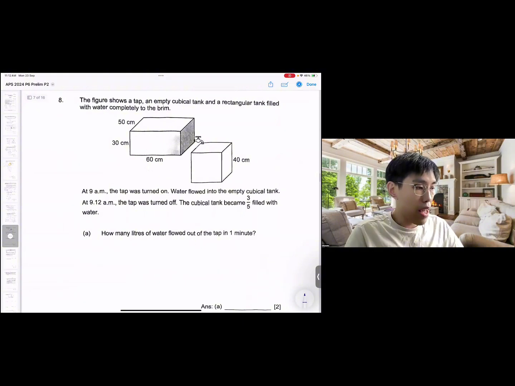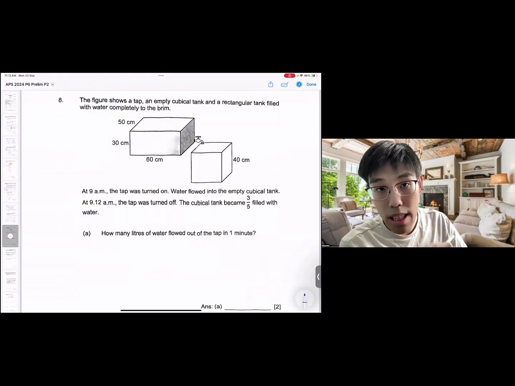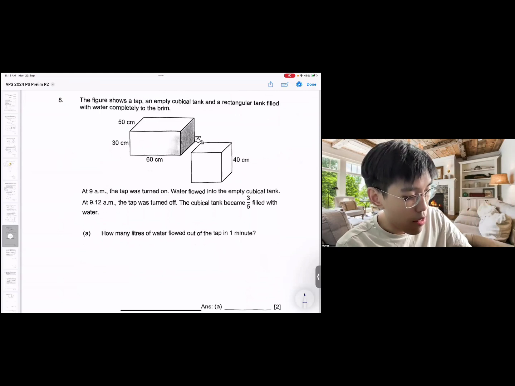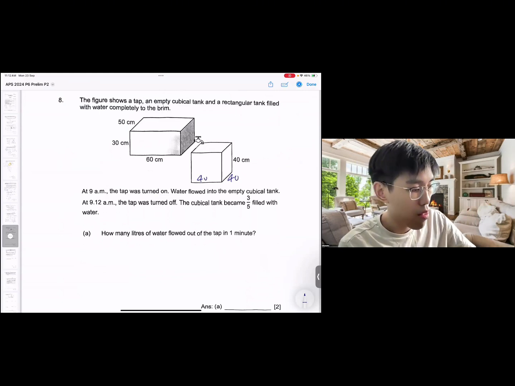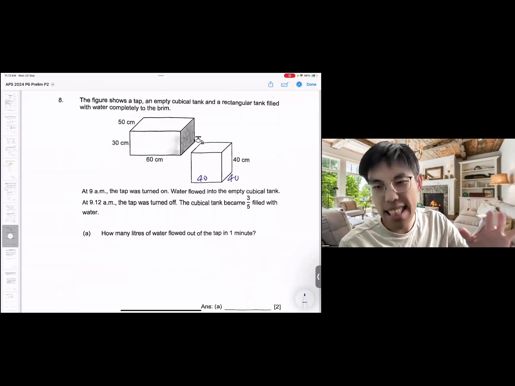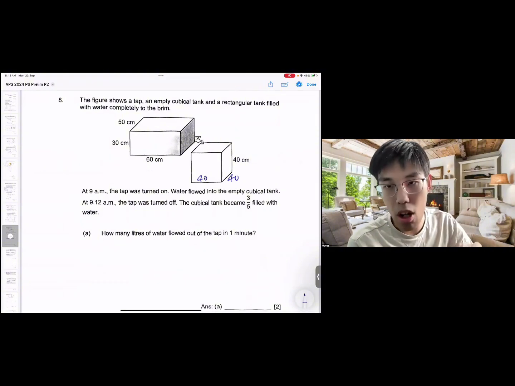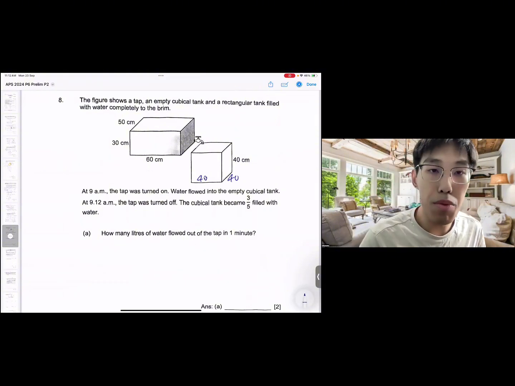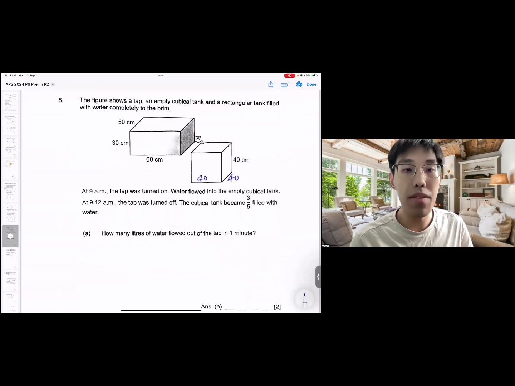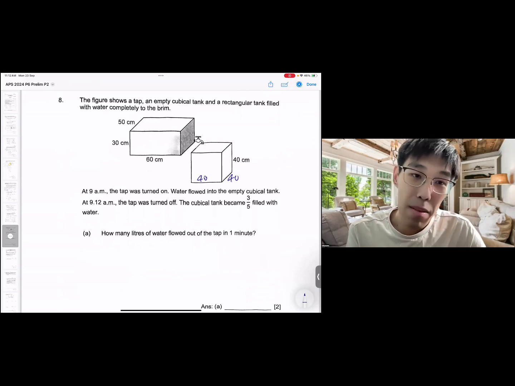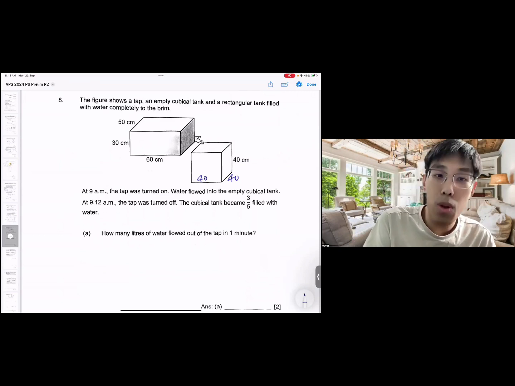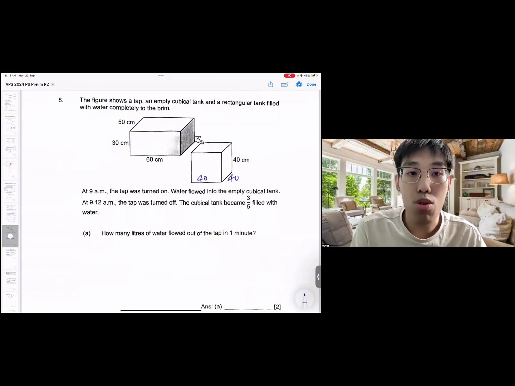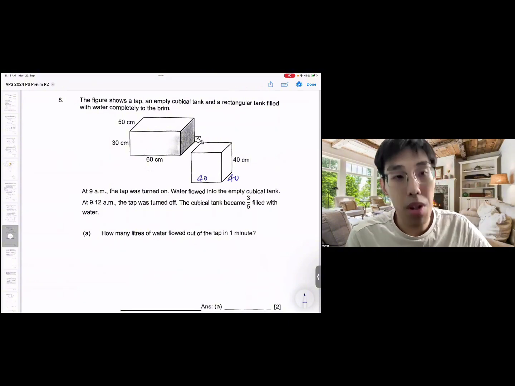Next, question 8. Okay, figure tab. Okay, got tank. Interesting to note is an empty cubicle tank. So all these are 40 also. Write down. Go and annotate your diagrams. Empty cubicle tank, rectangular tank filled with water to the brim, 50, 30, 60, 40, 40, 40. At 9 a.m. the tap is turned on, water flows in, at 9:12 it is turned off. Cubicle tank is 3/5 filled with water.